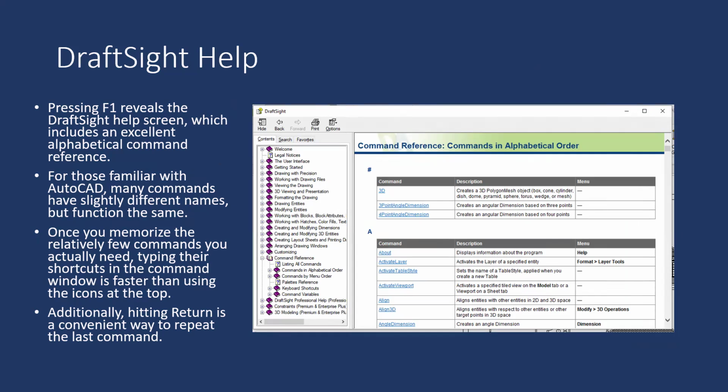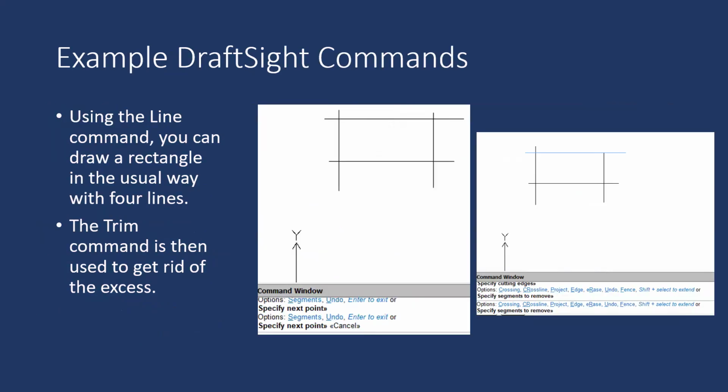There's a really good help feature that's available in DraftSite by pressing F1, and it includes an excellent alphabetical command reference. For those familiar with AutoCAD, many commands have slightly different names but function the same. Once you memorize the relatively few commands you actually need, typing their shortcuts in the command window is faster than using the icons at the top. Additionally, hitting return is a convenient way to repeat the last command.